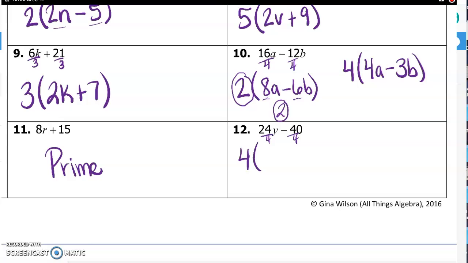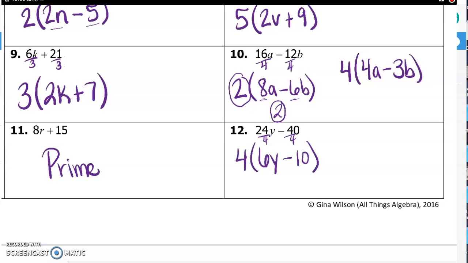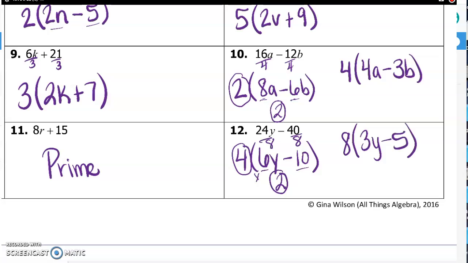24 divided by 4 gives us 6y, and then 40 divided by 4 gives us 10. So then you need to realize, oh wait, there's something else that goes into 6 and 10. That would be a 2. So if 4 goes in and 2 goes in, multiply those together and you get 8. 8 is what we need to divide by. So I'll erase that. Divide both of these by 8 instead. That gives me 3y minus 5. And now you know you're finished.